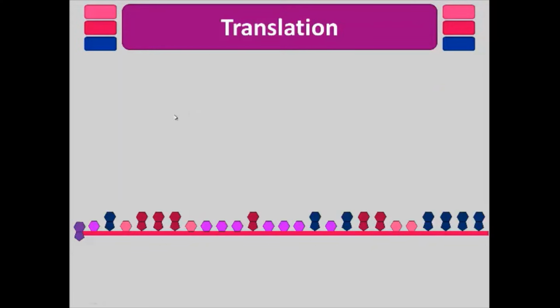Translation is a more complex process than either transcription or replication because it involves translating information from the nucleic acid language, written in nucleotide letters, to the protein language, written in amino acid letters. The translated sequence of amino acid letters is determined by a messenger RNA, or mRNA for short.